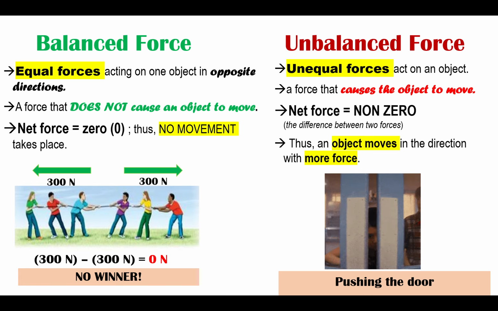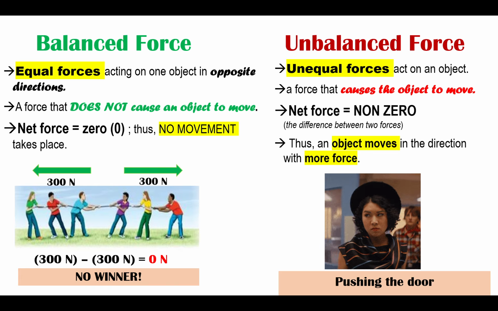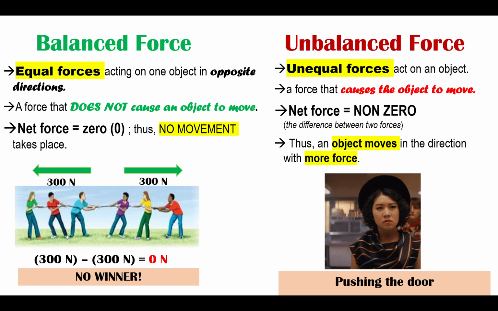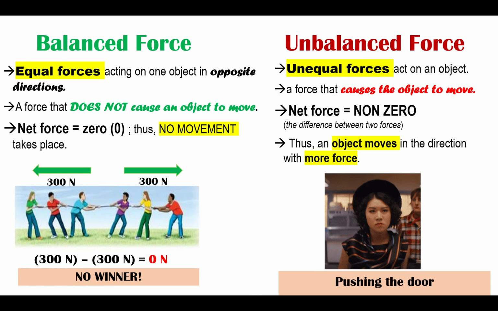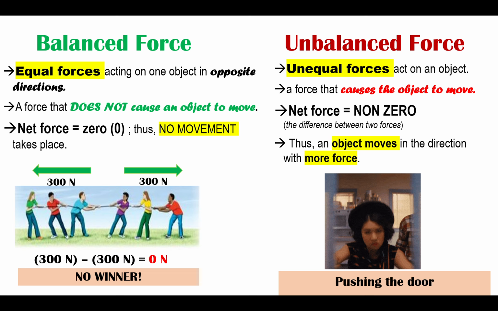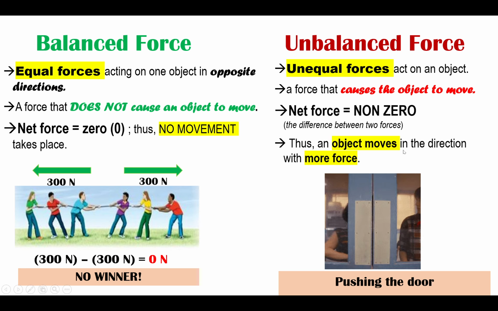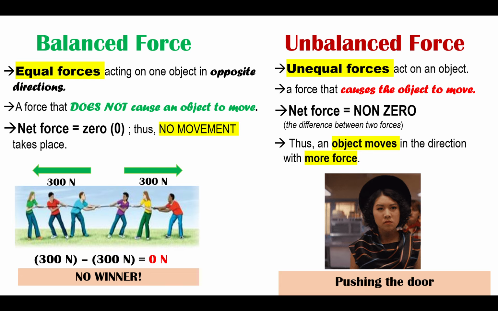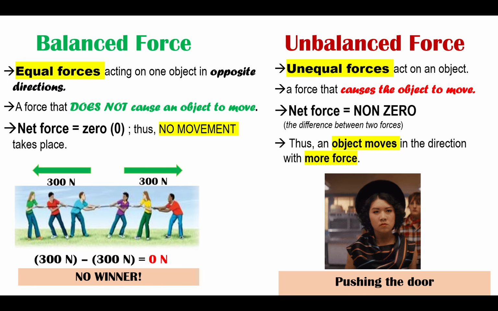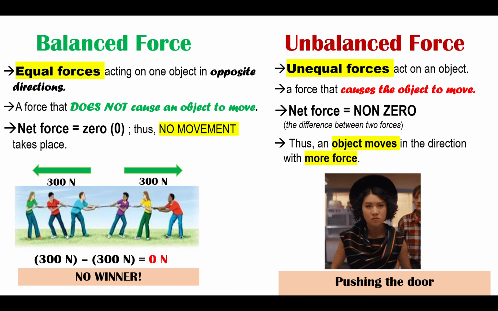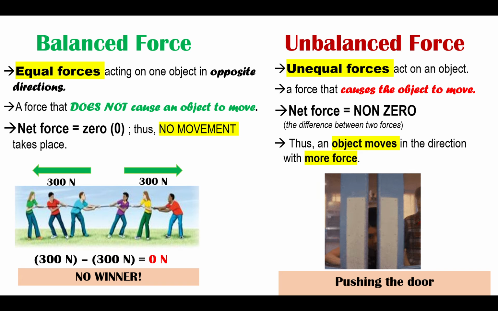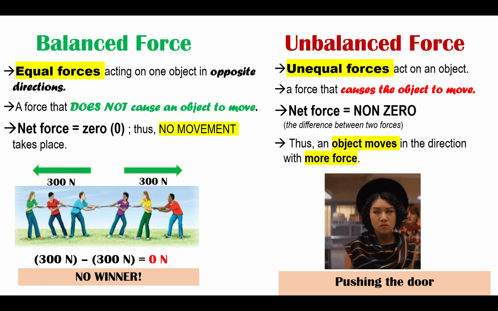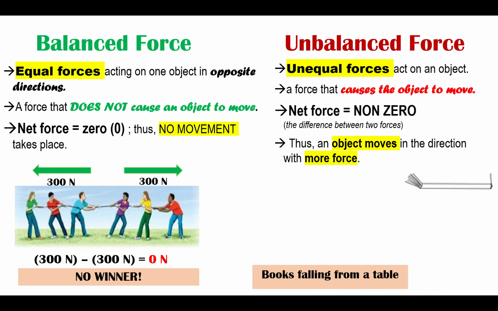Again, net force is not zero because although the door offers a resistant force, your push is stronger or greater than the resistance. And remember, the object moves in the direction with more force. And since you pushed it forward, your force is greater, thus the door will also move forward, going to the direction with greater force. All right. Now let's proceed to another example.